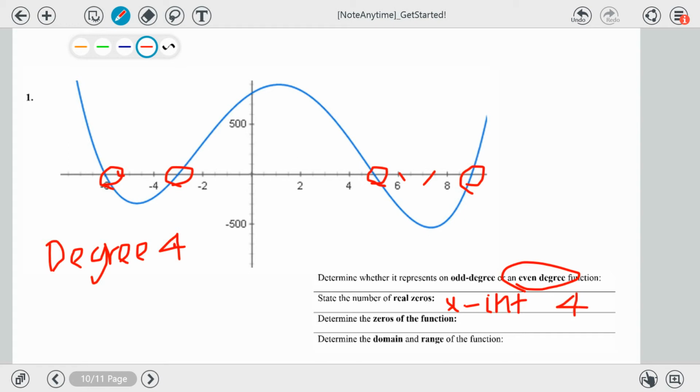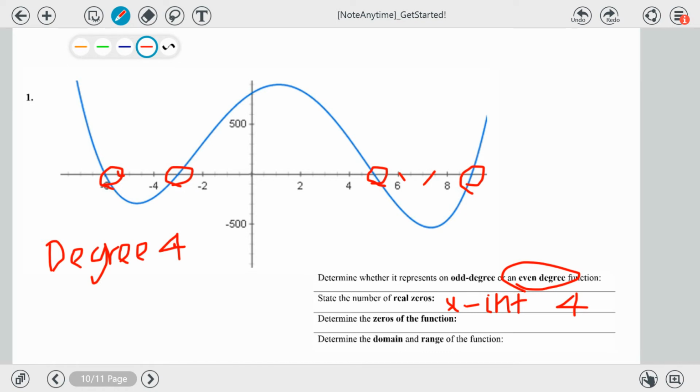Now sometimes even if it's an even degree function or fourth degree function, it does not mean we're always going to have 4 zeros. For instance, I could draw my polynomial something like this, and it'll only have 2 different zeros, not 4. So I'm going to go ahead and delete that. But do you see how many we have? So there we are. Now we have to determine the zeros of the function.